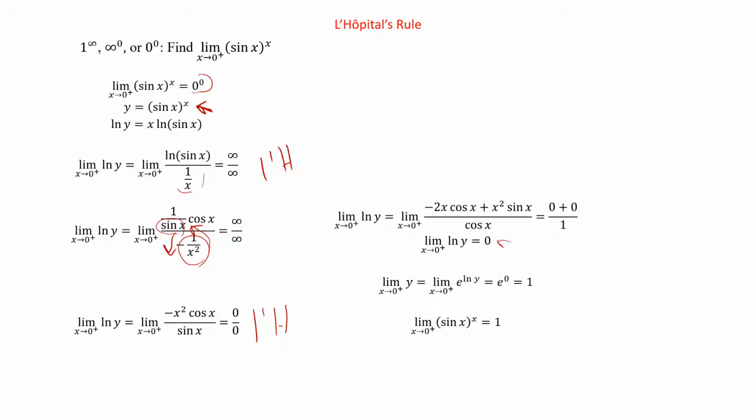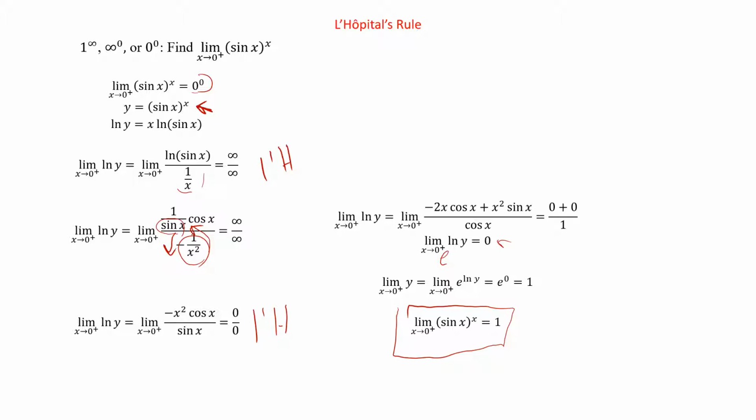But that's not the limit we were looking for. We have to untransform it. So we want just the limit as x goes to 0 of y, which means we'd go e to a power. e to the power of the natural log of y equals y. e to the 0, which was what the limit was, equals 1. So our original limit as x goes to 0 of sine of x to the x equals 1.